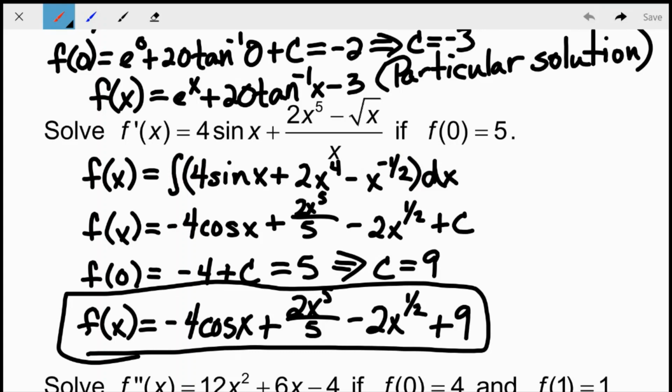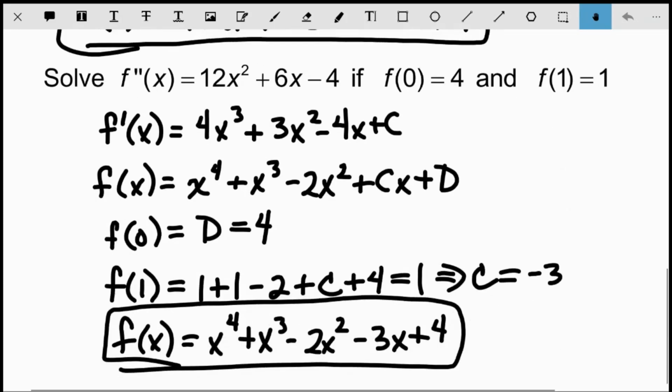But then from there, I just did antiderivatives. Notice I have a plus c that showed up here. And then I just said, okay, if I plug 0 into this function, I know I should get 5. What does c have to be to make that true? And c has to be 9. So in the end, I got my particular solution of -4 cosine x plus 2x to the 5th over 5 minus 2x to the 1/2 plus 9. Okay, so these are really not that difficult to do, provided that you've got a good feel for the antiderivative rules. All right, and then here's the last one.